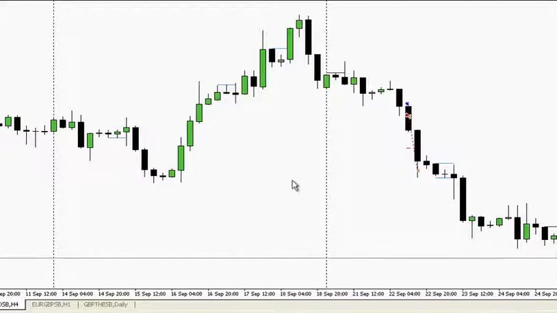I'm going to do one on the M15. It's essentially the same thing again, but we use the Asian range on the M15.